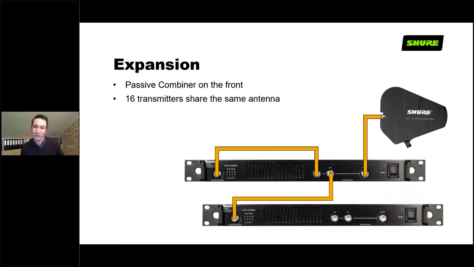What you can do is take the output of a single antenna combiner, take the output of another, plug them both into the A in, the B in of that passive combiner, and then it will give you a combined output signal, in this case giving you up to 16 transmitters all sharing the same antenna.